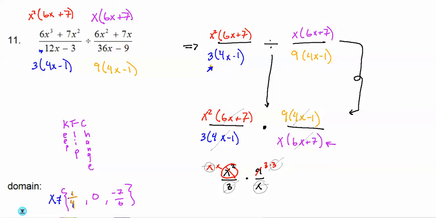What we are left with is 3x, and that is it. So our final result, this whole fraction, once we have factored it, changed it to a multiplication problem, and then multiplied, is going to reduce to just 3x, but provided that you state this restriction saying you may never use a 1/4, a 0, or a -7/6 in the original problem. And we are finished.